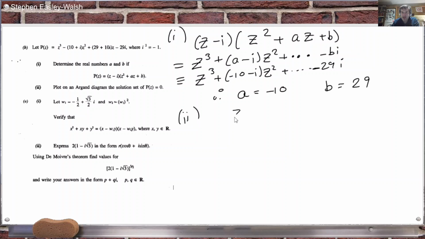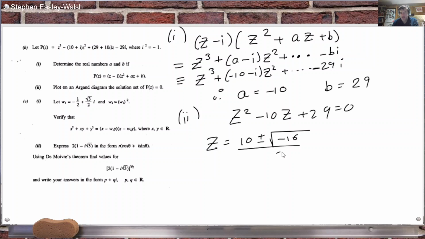So our quadratic is z squared minus 10z plus 29 equals 0. So z equals minus b plus or minus the square root of b squared minus 4ac, so that's minus 16, all over 2a. So that would be 10 plus or minus 4i over 2, which would be 5 plus or minus 2i. Let's confirm.